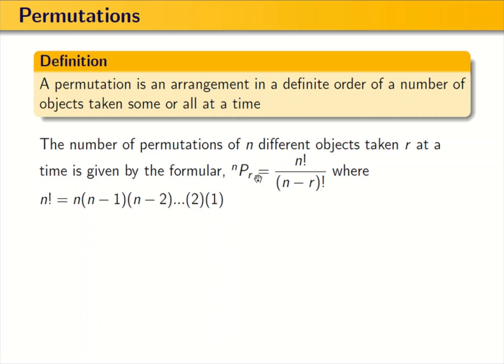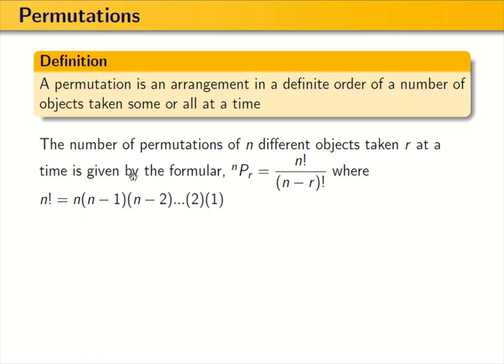Like I said, if I want to arrange four brothers on a seat where we have only two seats available, the n here will be four, and the number of seats available will be r. So it'll be 4P2. We have four brothers, but we can't arrange four brothers on two seats, so we take two of them at a time. That is what the definition means.